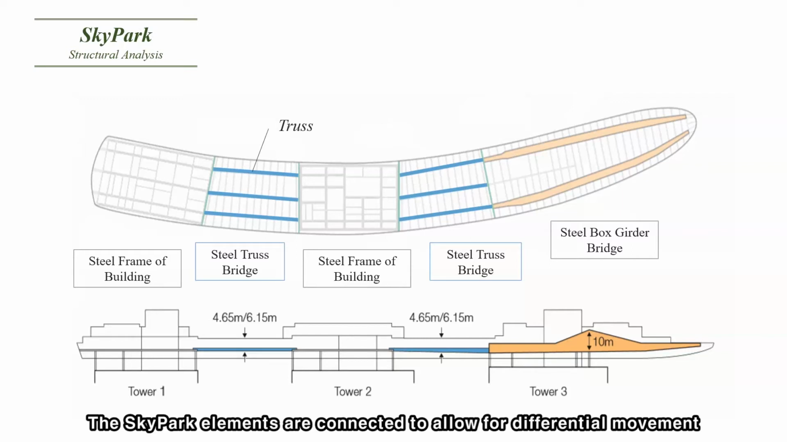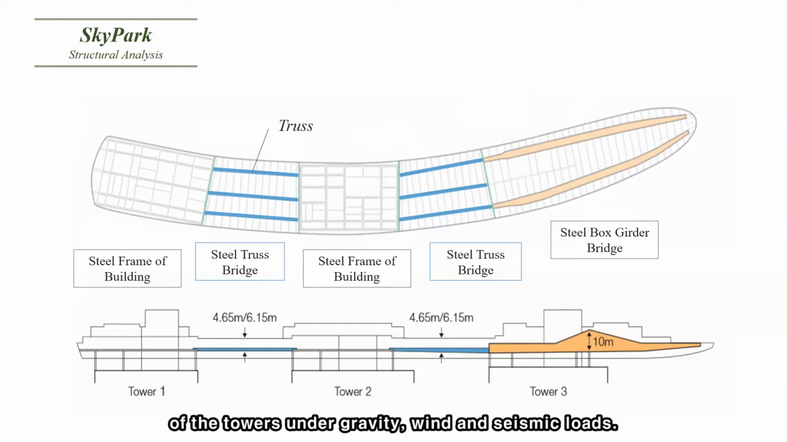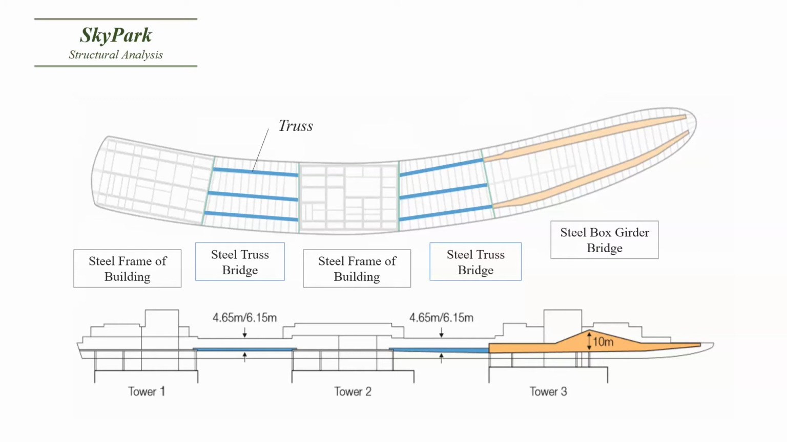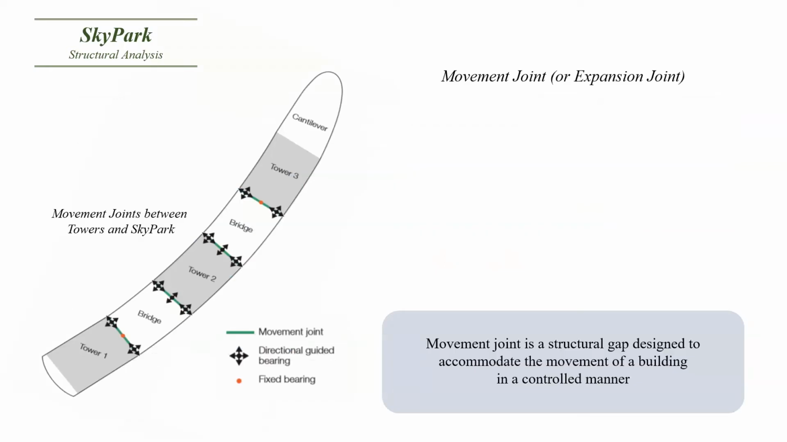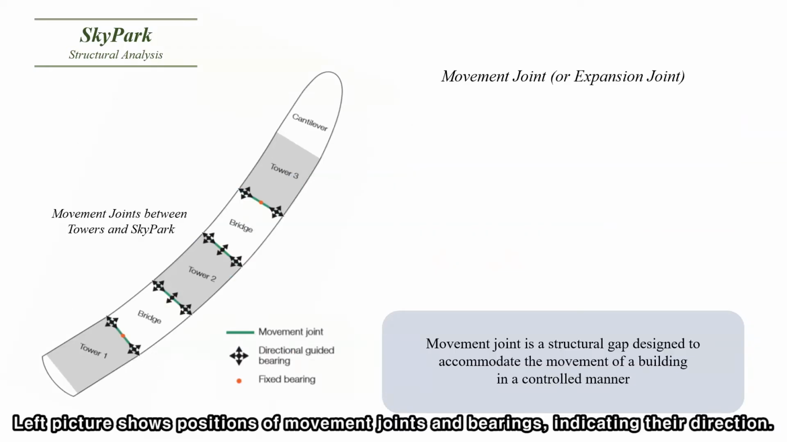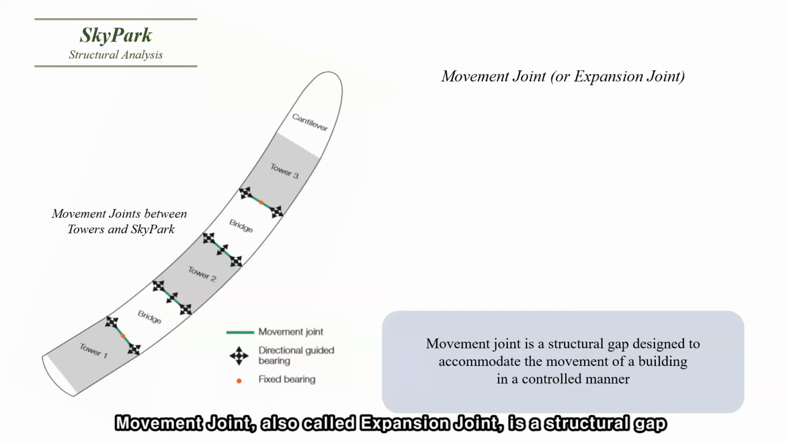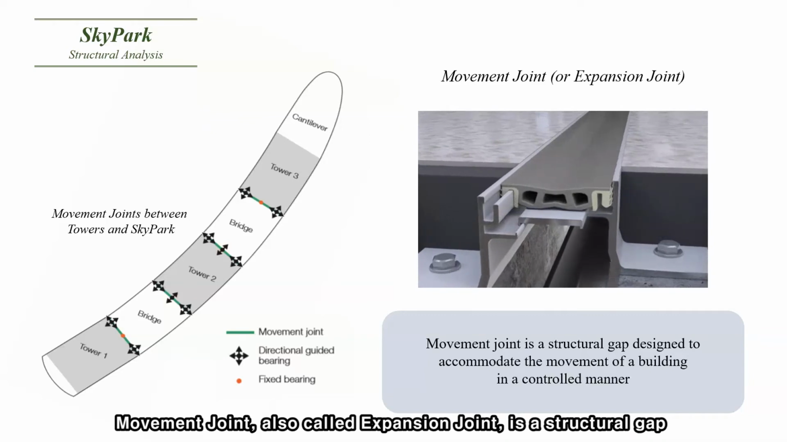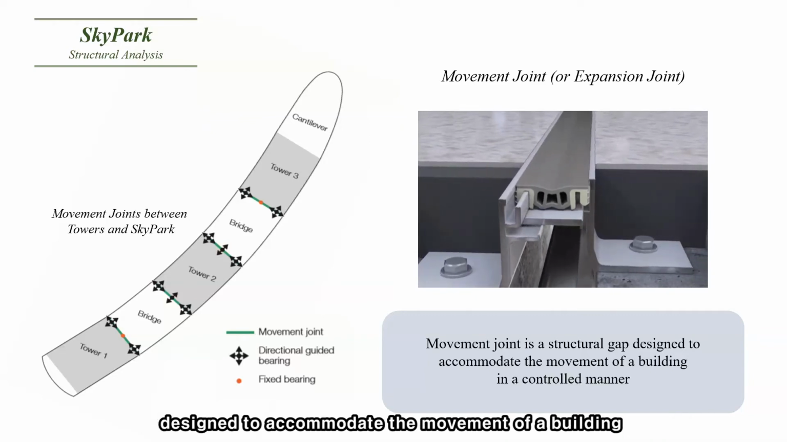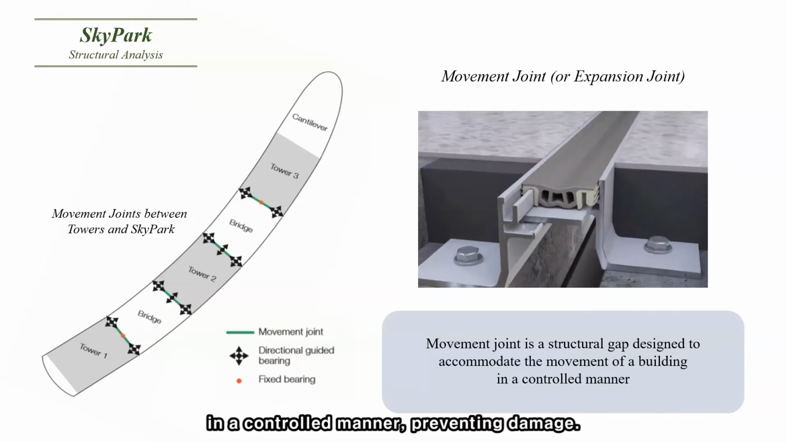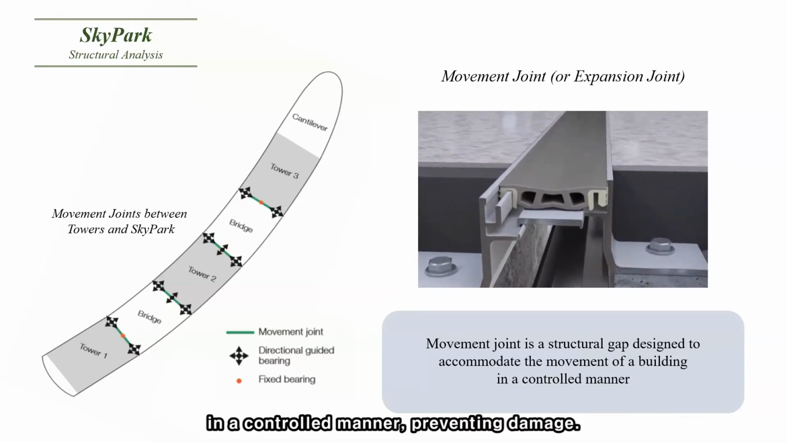The Skypark elements are connected to allow for differential movement of the towers under gravity, wind, and seismic loads. So what is the movement joint, and how can it control differential movement of towers? The left picture shows positions of movement joints and bearings indicating their direction. A movement joint, also called an expansion joint, is a structural gap designed to accommodate the movement of a building in a controlled manner, preventing damage.